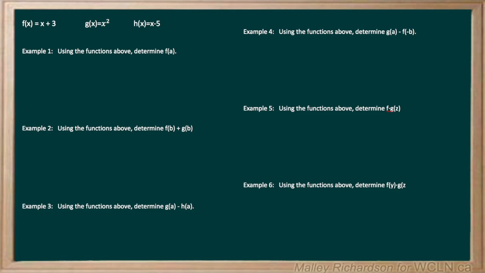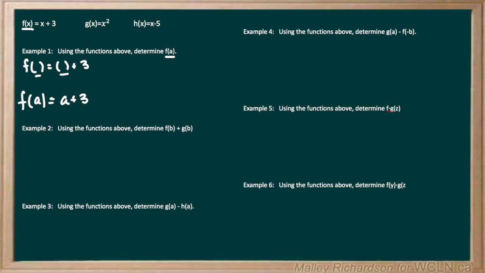Using the functions above, determine f of a. Because we need to find f of a, let's use our f of x function. So we're going to have f, and wherever we see x, we're going to leave it with empty brackets. So f of empty brackets equals empty brackets plus 3. Now, wherever we see these empty brackets, we want to replace it with a, because we need to find f of a. So now we have f of a equals a plus 3. And that is our function to determine f of a.